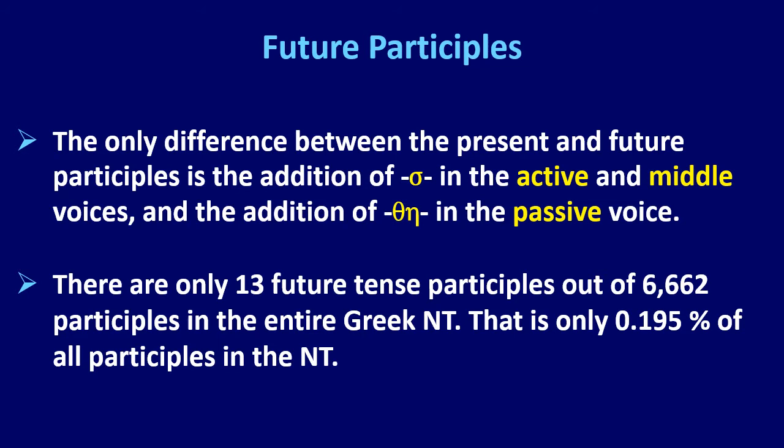So out of the 6,662 participles in the entire Greek New Testament, there are only 13 future tense occurrences. That's a very low percentage. About 1/5 of 1% of the time, you'll encounter a future tense participle in the New Testament. Very rare. In fact, even the pluperfect tense form for verbs is quite rare. There's only 86 of those in the New Testament. Future forms of the participle are even more rare than that. So it's good to know how the future participles are formed in contrast to the present participle, just to note that, but it's not very critical because you're rarely going to encounter them.